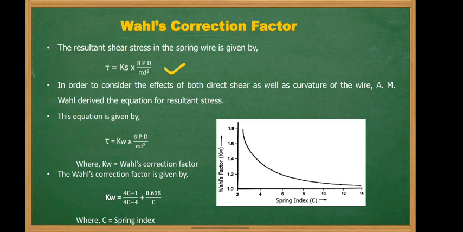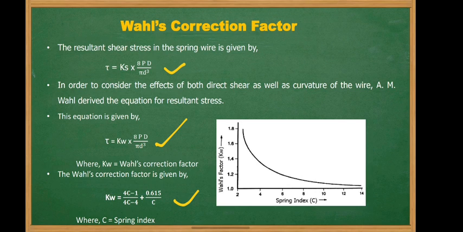derived the equation for the resultant stress, given by tau is equal to Kw multiplied by 8PD upon pi d cube, where Kw is Wahl's correction factor, given by the equation Kw is equal to (4C minus 1) upon (4C minus 4) plus 0.615 upon C, where C is the spring index, which is the ratio of the mean diameter to the diameter of the wire.